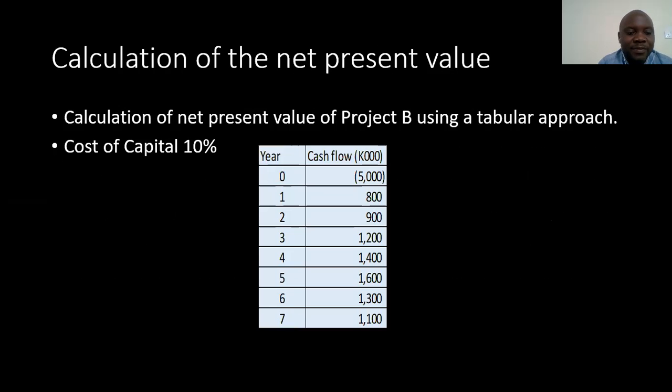So we have this, guys. Calculation of the net present value. Calculation of net present value of project B using a tabular approach. So you have your cost of capital of 10%, which you put there and get your net present value. So let's just go to that question. Where is it?